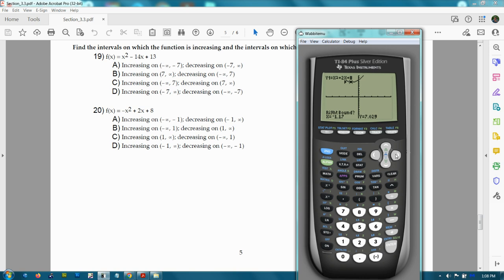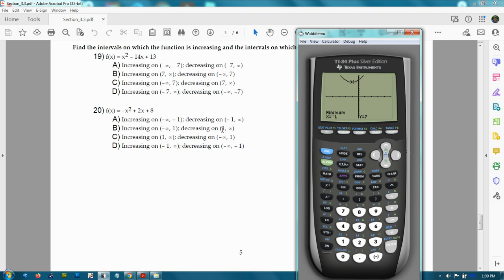So there's the point I'm looking for. I want to go to the right of that. That's to the right. Anything, I can keep on going, it's going to be to the right. And then he says the guess. And that tells me my minimum point is negative 1. So it's decreasing from negative infinity all the way to negative 1.